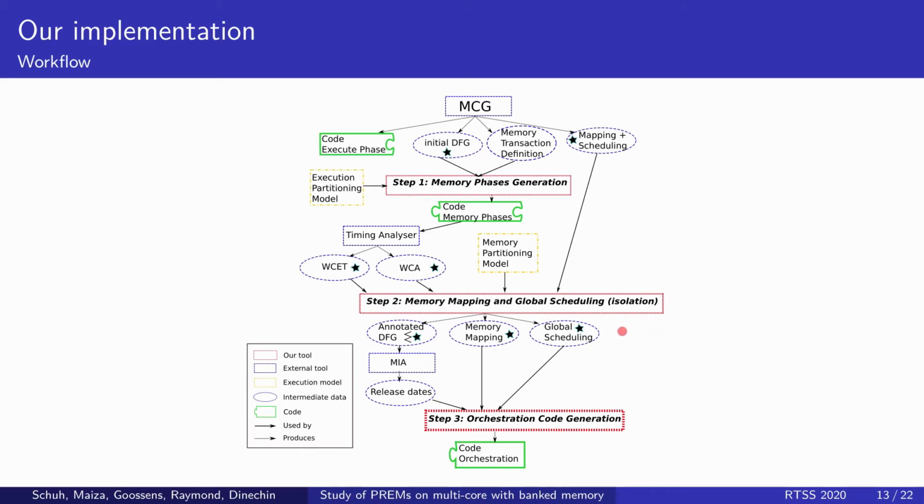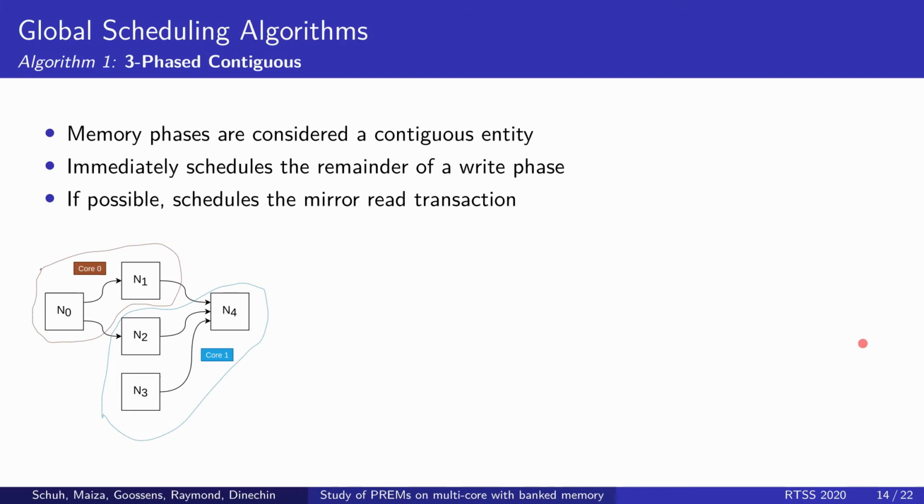Now we'll move on to the global scheduling algorithms required to implement the memory partitioning model in isolation. So the first thing to know about these algorithms is that they act on a memory transaction level. I've talked up until now about memory phases, and for instance here in the node N0, we have a write phase, but we have two memory transactions. We have N0 write to N1 and N0 write to N2. And all these three algorithms actually perform the decision about scheduling at this transaction level.